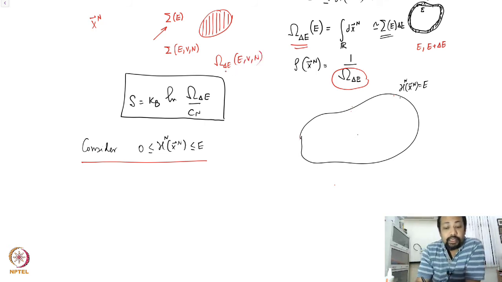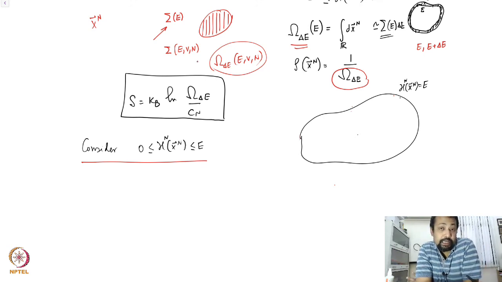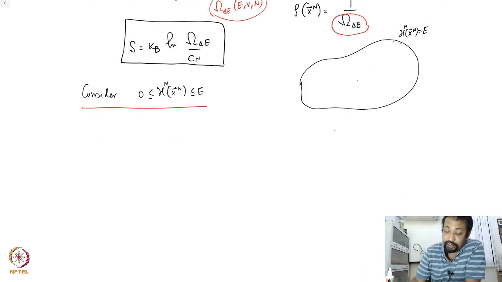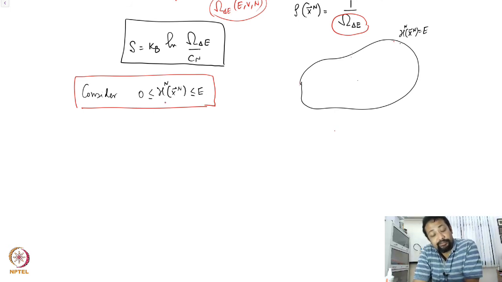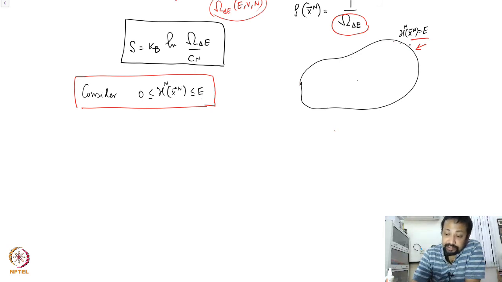So now what we want to look at is how do I replace this cumbersome calculation of the shell in the hypersurface by something easier to do. For that again, we consider this inequality where now my system is allowed to have energies all the way from 0 to E. So essentially, you define this hypersurface, and the bounding surface is defined by the energy E, whereas the system is allowed to have energies from 0 to E. What you now do is break up this volume into small shells of energy of width delta E.